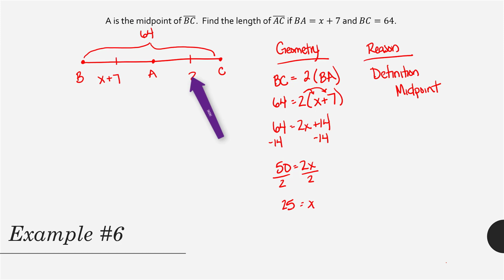So AC, all the way back at the beginning, is congruent to BA. AC equals BA. So AC equals x plus 7, which means 25 plus 7, and that would equal 32. That would be your final answer.